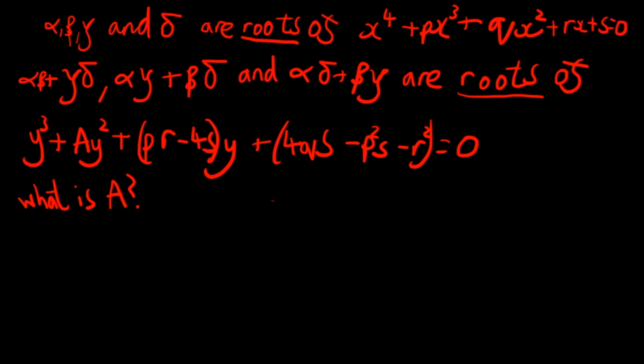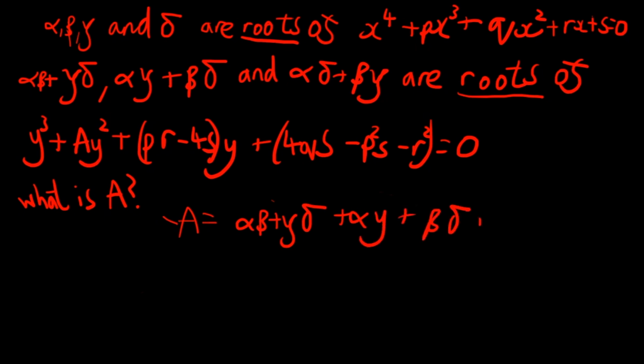So for example, if we have a here, a is the y squared coefficient of a cubic equation. So minus a will be equal to the sum of the roots of the equation: alpha beta plus gamma delta plus alpha gamma plus beta delta plus alpha delta plus beta gamma.